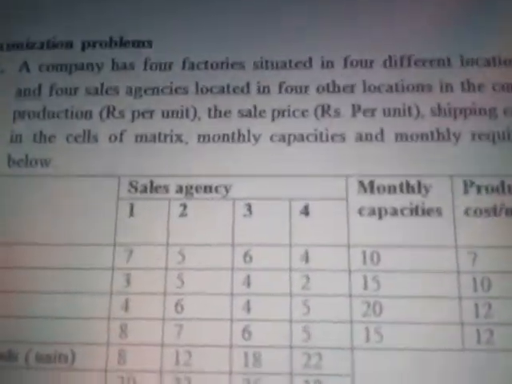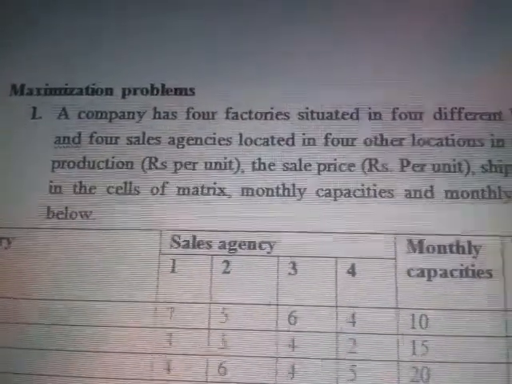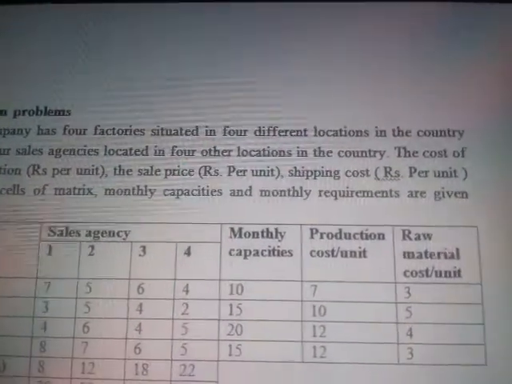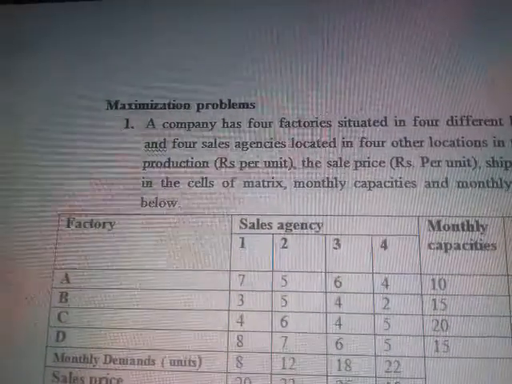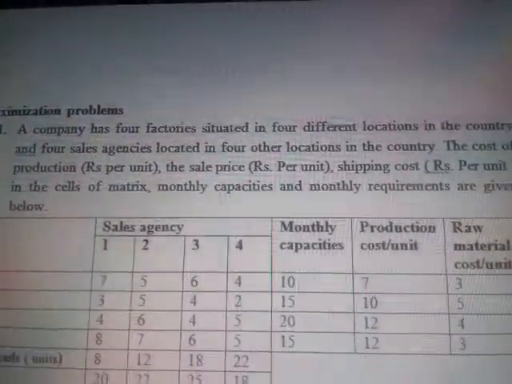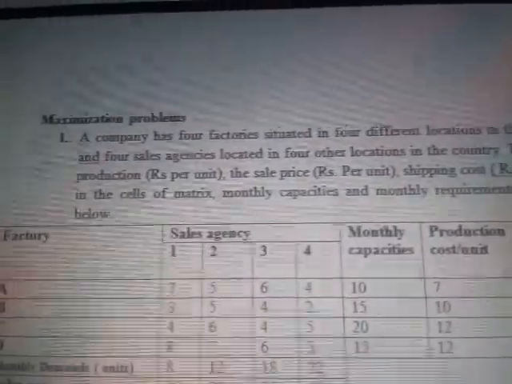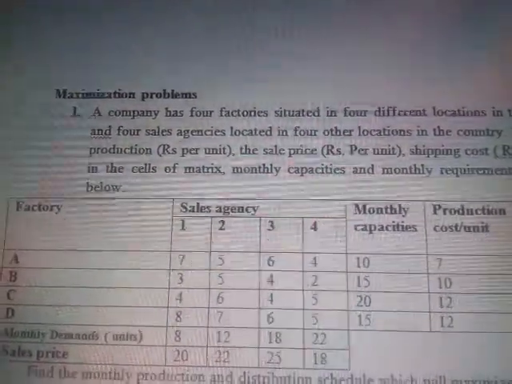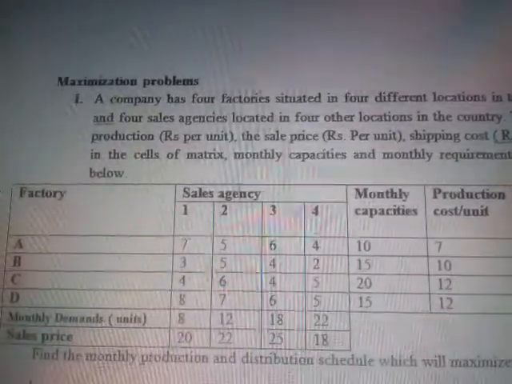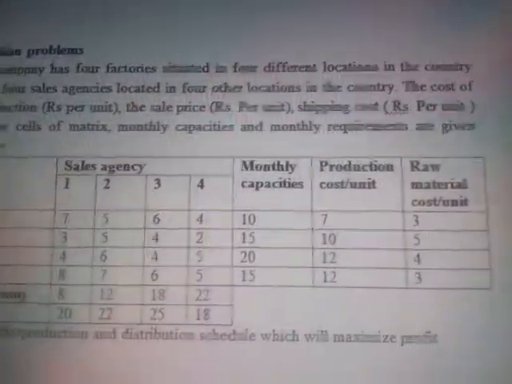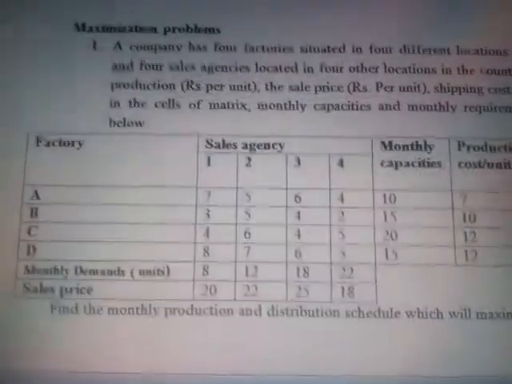See, this is the given problem. The company has 4 factories situated in 4 different locations in the country, and 4 sales agencies located in 4 other locations in the country. The cost of production per rupees unit, the sales price and shipping cost in the sales matrix, and monthly capacity and monthly requirement are given. Okay, so this table is given.